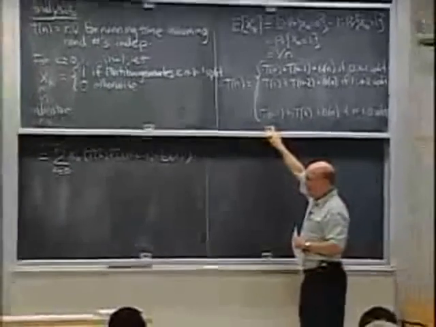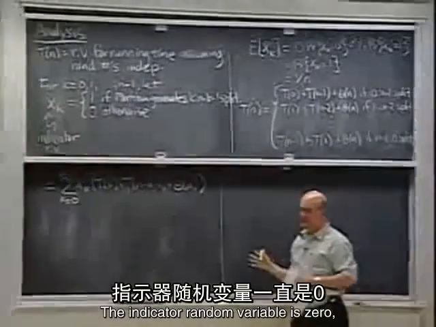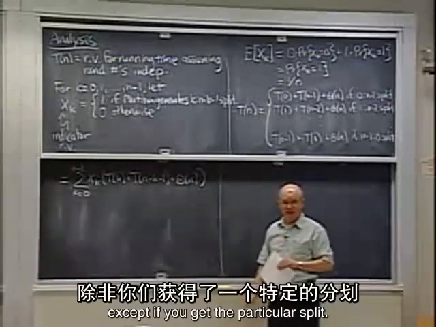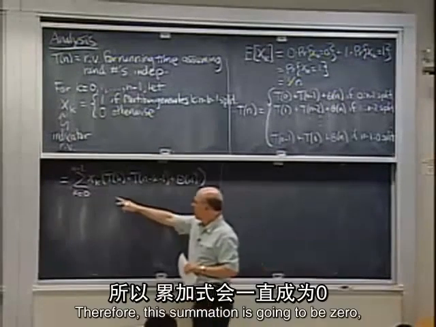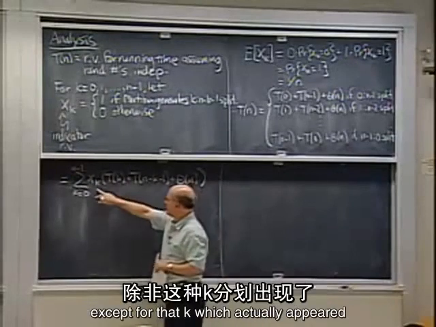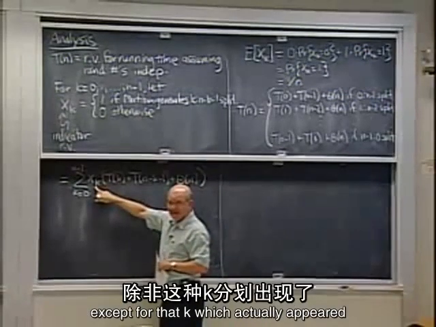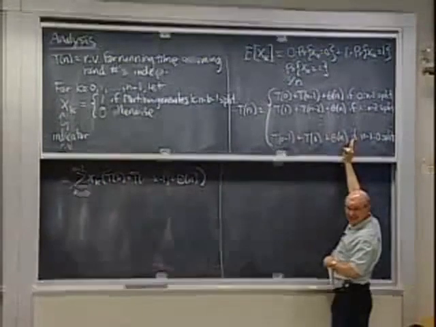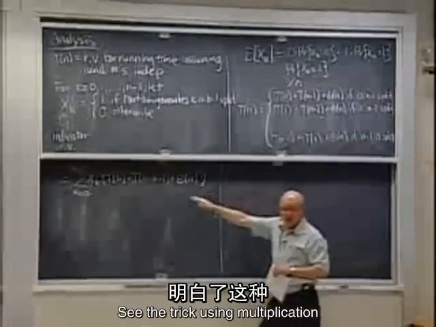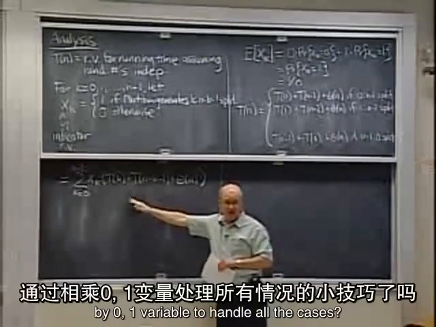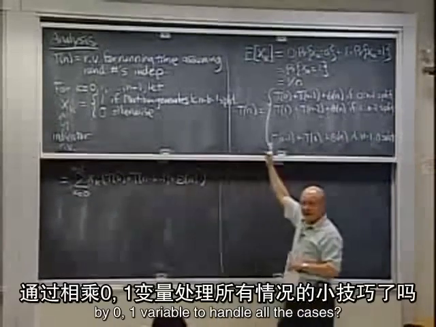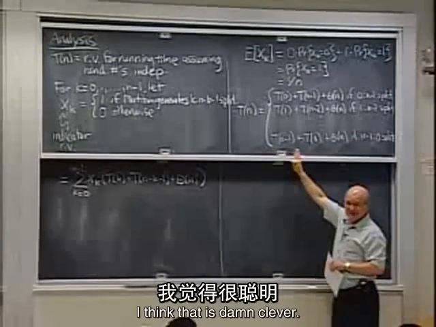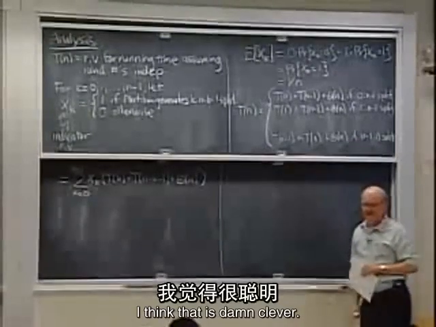The indicator random variable is 0 except if you get the particular split. So therefore, this summation is going to be 0 except for that k which actually appeared, in which case it's the value that we say it is. See the trick? Using multiplication by a 0, 1 variable to handle all the cases. I think that's damn clever.